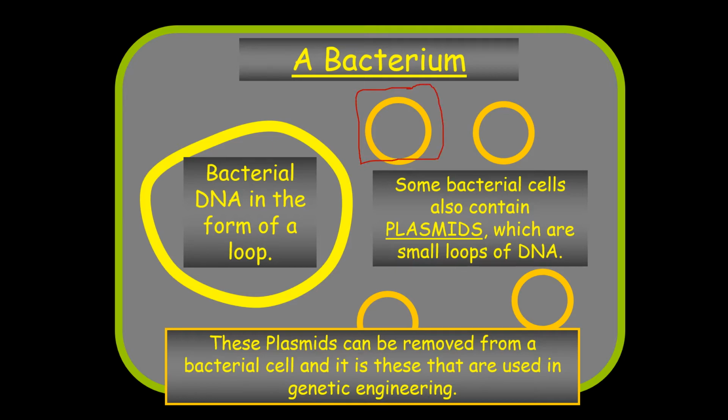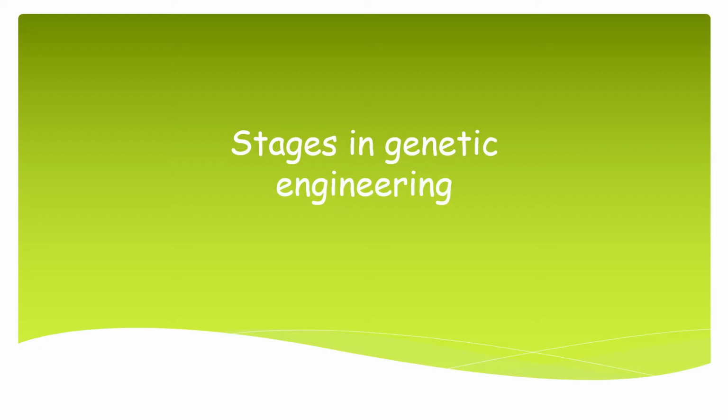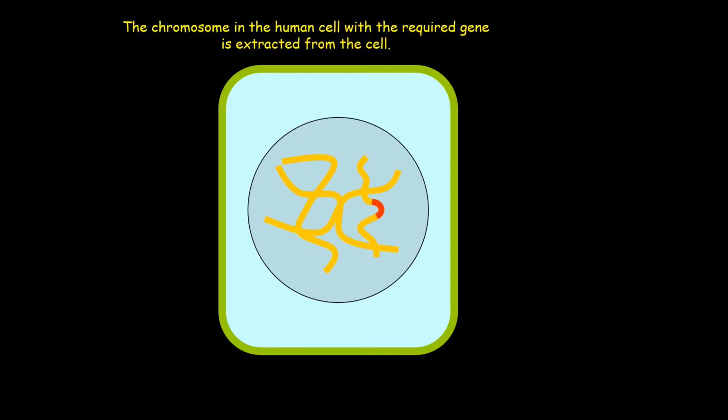So you've got different stages in genetic engineering. Our animal cell is different to our bacterial cell. In our animal cell, we have our cell membrane, which is in green, and we have our cytoplasm, which is blue. And then we've got our circle, which is our nucleus, and our yellow things, which are our chromosomes. And then we've got a red part, which would be our gene, which is a section of your chromosome, a section of DNA, which encodes a protein.